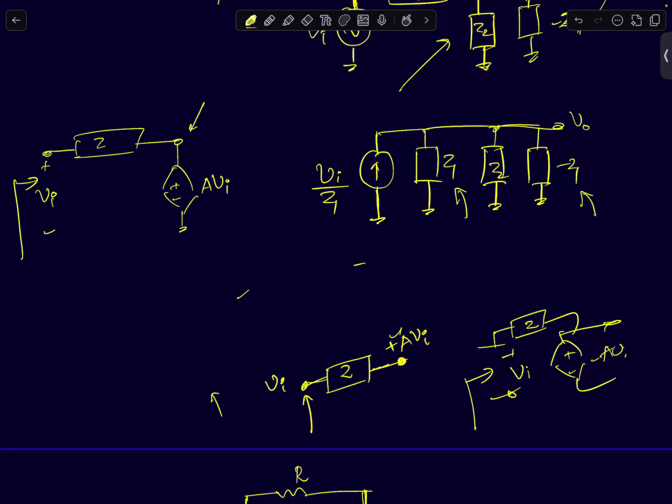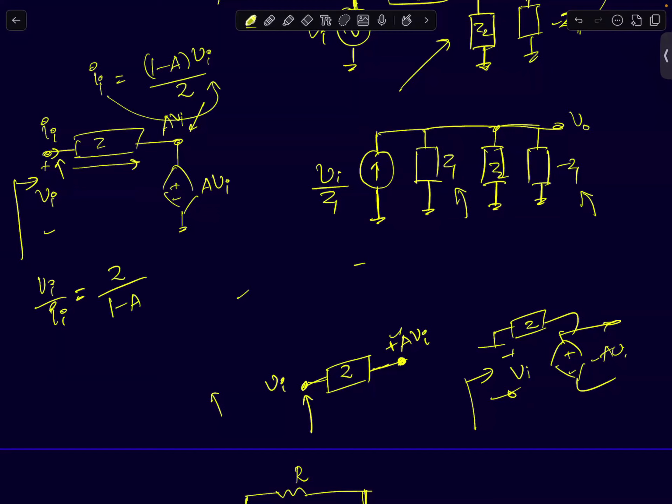I'm interested in measuring the current Ii. The ratio of Vi by Ii will be my Miller impedance. Now, if this node voltage is Vi, this node voltage is A times Vi. So the current flowing through this impedance, Ii, is simply given by Vi minus A Vi. So that will be 1 minus A times Vi upon Z. So if I divide Vi by Ii, I will get Z by 1 minus A.